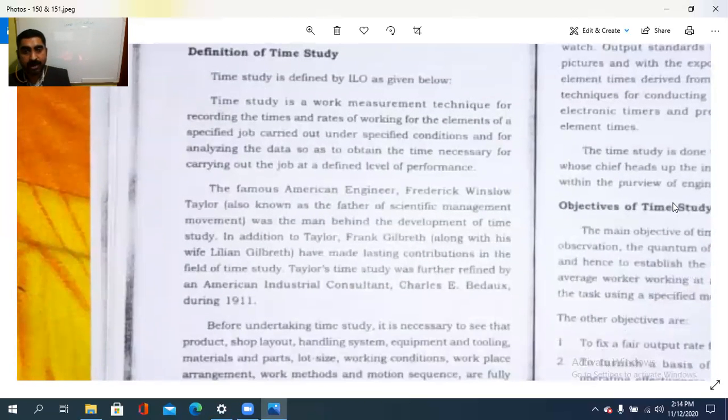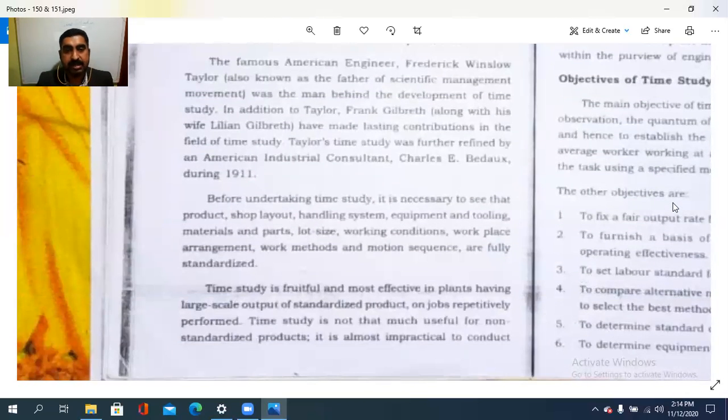Then the famous American engineer F.W. Taylor, also known as the father of scientific management movement, was the man behind the development of time study. In addition to Taylor, Frank Gilbreth, along with his wife Lillian Gilbreth, made lasting contributions in the field of time study. Taylor's time study was further refined by an American industrial consultant, Charles E. Bedaux, during 1911.